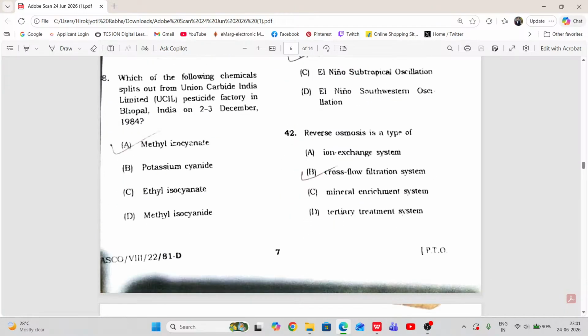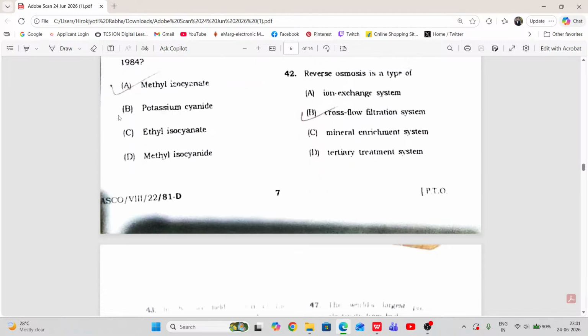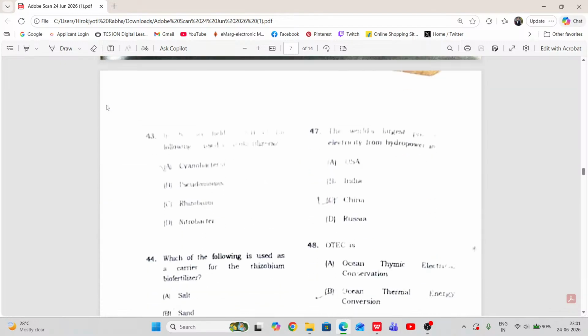Reverse osmosis is a type of cross-flow filtration system. 43. In the rice field, which of the following is used as biofertilizer? Cyanobacteria. Which of the following is used as a carrier for rhizobium fertilizer? Sand.